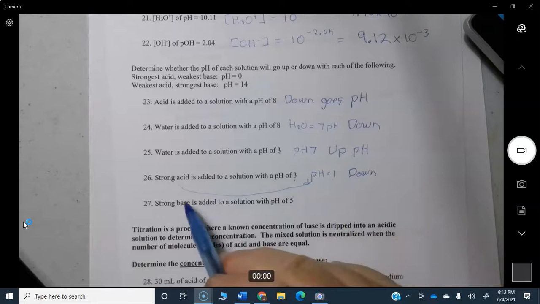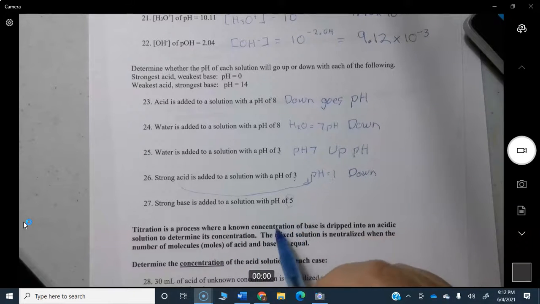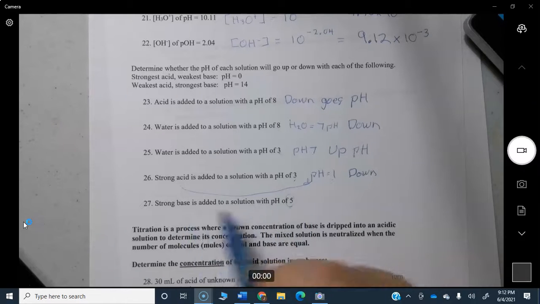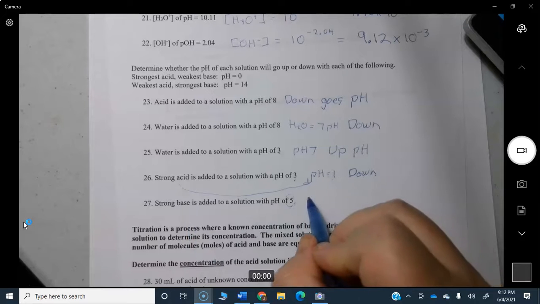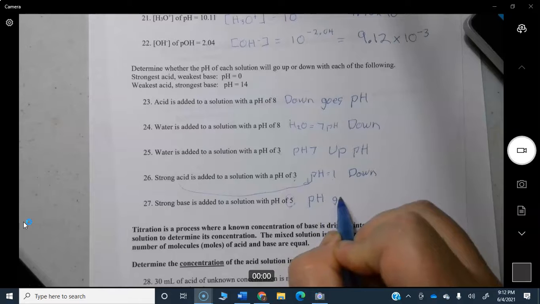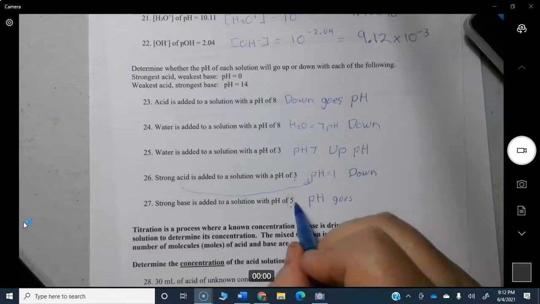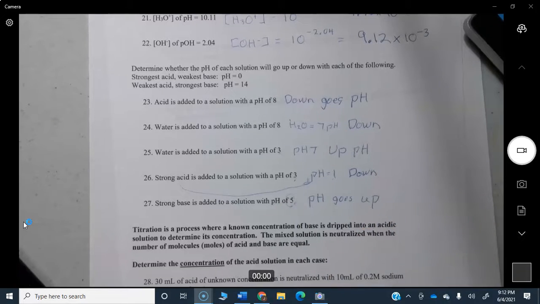Okay, finally, strong base is added to a solution with pH of 5. Well, this is definitely an acid. It's a weak acid because it's below 7. But a strong base is going to have a pH up around 12, 13, or 14. So that means it's going to pull this number up. So the pH goes up when you add a strong base. Strongest base is 14, so it's going to pull this number towards 14. Okay, and that's that.